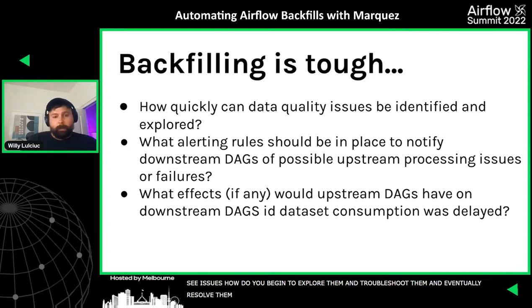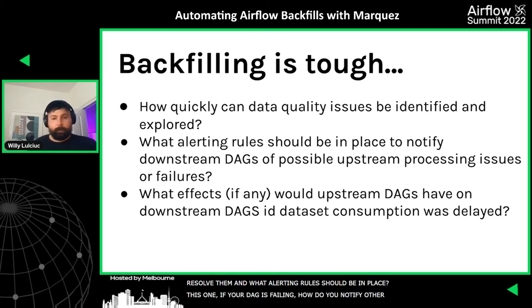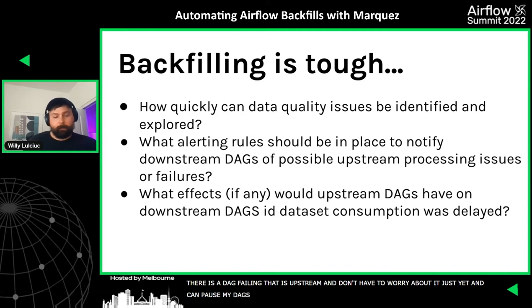So this one, if your DAG is failing, how do you notify other teams, or how can there be a self-service way where teams are able to say, you know what, there's a DAG failing upstream and I don't have to worry about it just yet. I could pause my DAGs, or I could go back to sleep if PagerDuty woke me up, and know that there's a team on it. I think that's really important. Being able to track run states and store them in a central place that you can query can really be beneficial to build some sort of alert system.